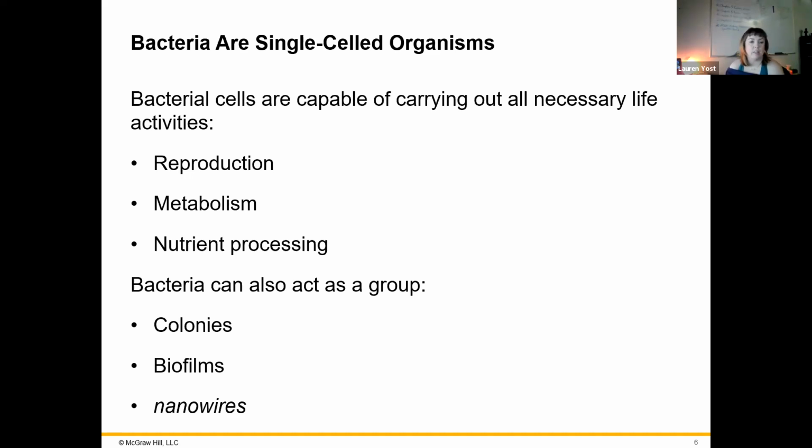So bacteria can act as a group. That would be forming colonies. So cells dividing and building up on one another in formation of a colony. They can actually signal with one another, especially if we're talking about biofilms, to let each other know how the biofilm is doing overall, so they can decide if they want to jump ship or not, basically.